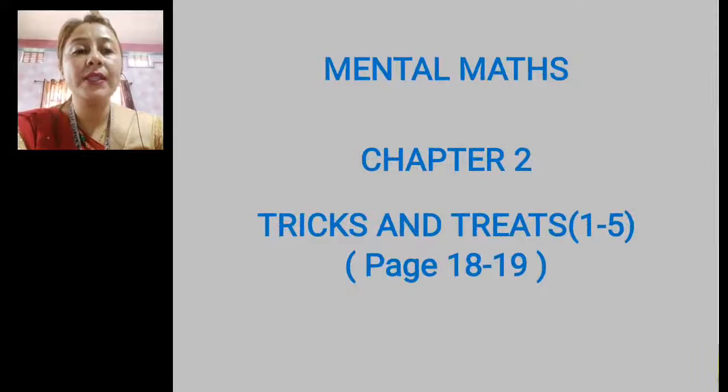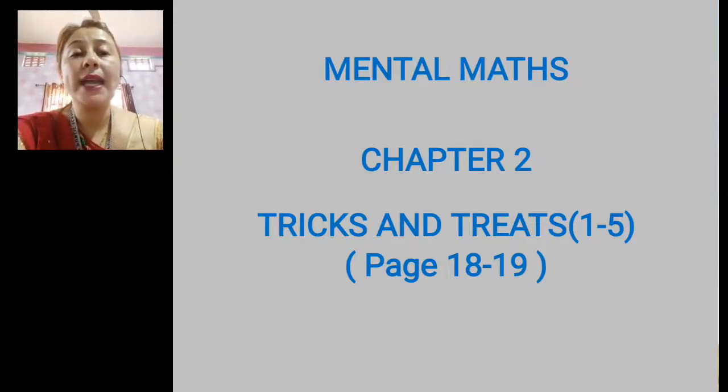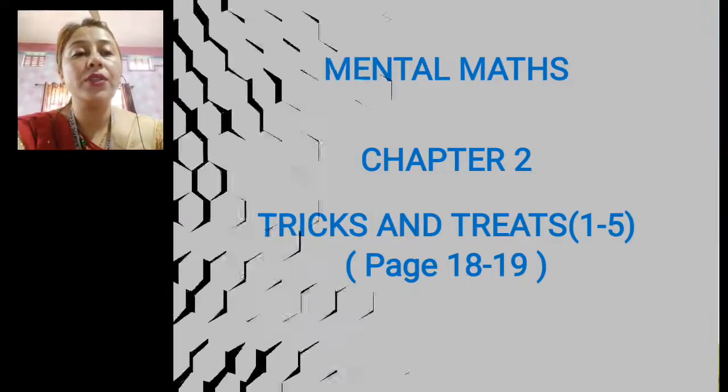In today's class, we are going to do sums from Mental Math, Chapter 2. The name of the chapter is Addition. In this chapter, we will do Tricks and Treats today, numbers 1 to 5, on page number 18 and page number 19. Let us see what we are going to do.